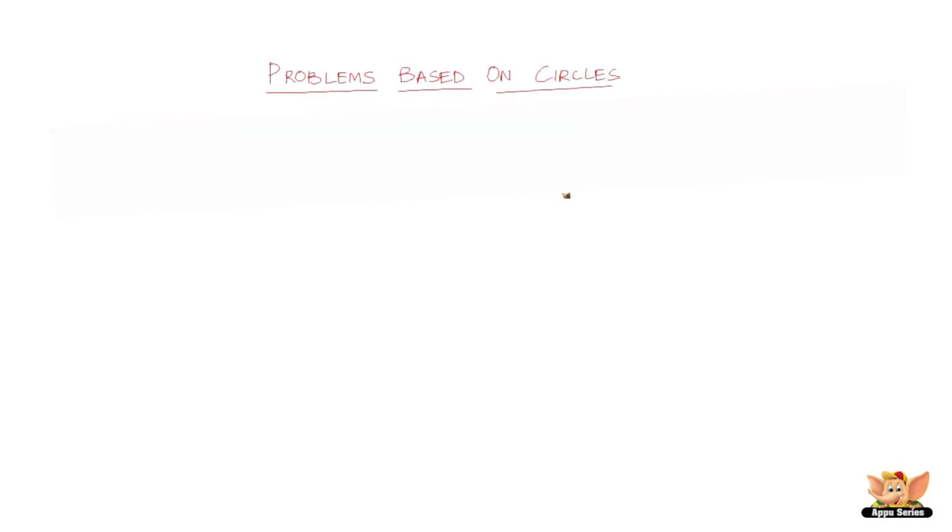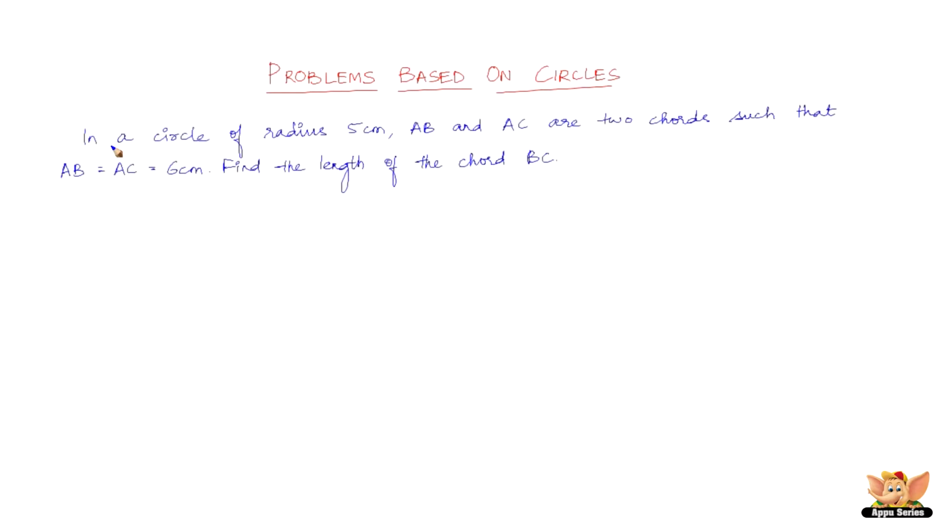Now here in this video, let us solve more problems based on circles. In a circle of radius 5 centimeters, AB and AC are two chords such that AB equals AC equals 6 centimeters. Find the length of the chord BC. Let us draw the diagram for this.